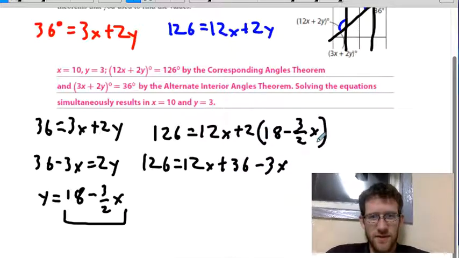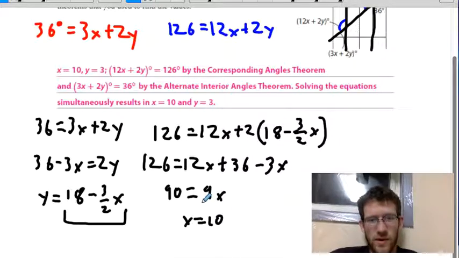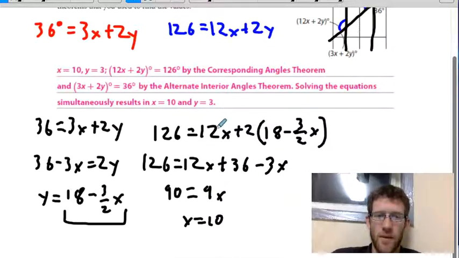36 minus 3x was what this was before we divided by 2. So we multiplied it by 2 and we got this thing. And now we combine like terms. We have a 12x minus 3x, so that'll become 9x. We have 126. We're going to subtract 36 to balance the equation, right? So again, that brings us down to 90 equals 9x and x equals 10. Similarly, we plug that value back in. So this is another way we can solve pretty easily.